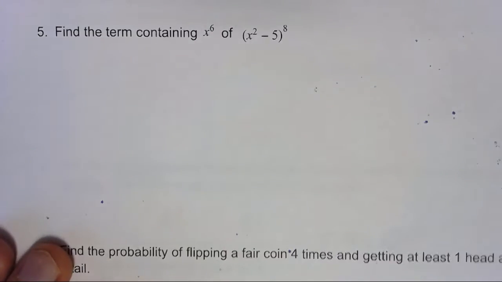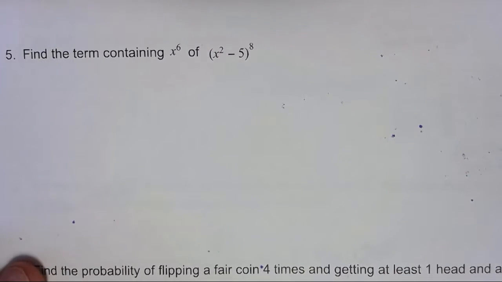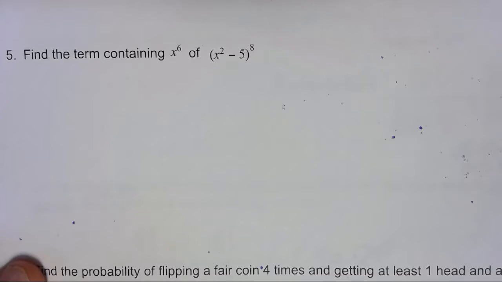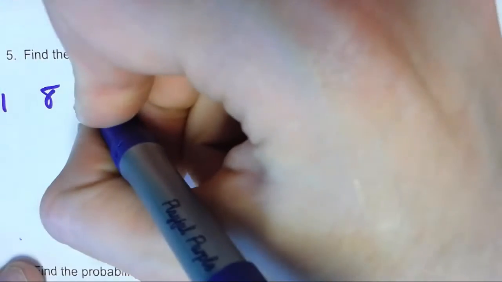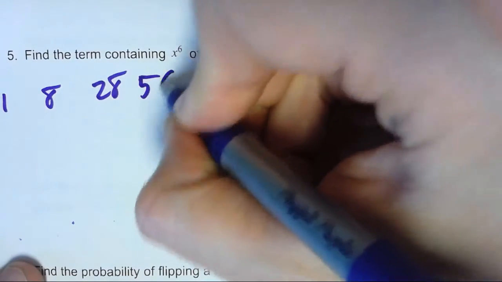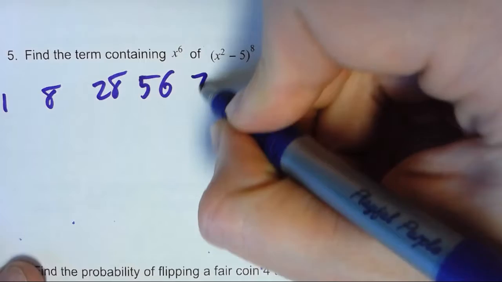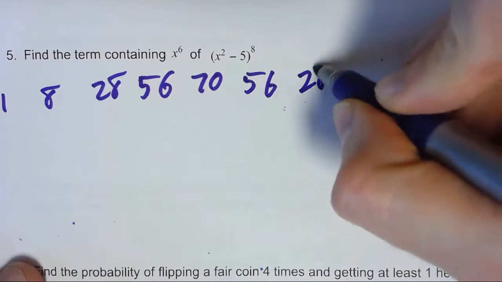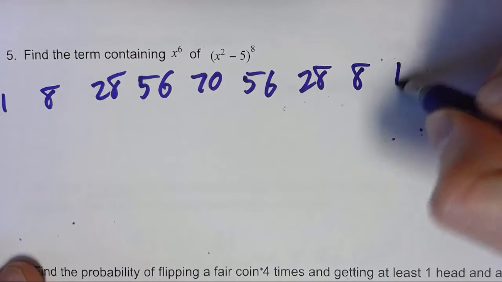With number 5, we want to find the term that contains x to the 6th. And because it's to the 8th power, the numbers that we are using are going to start 1, 8, 28, 56, 70, and then go down 56, 28, 8, and 1.